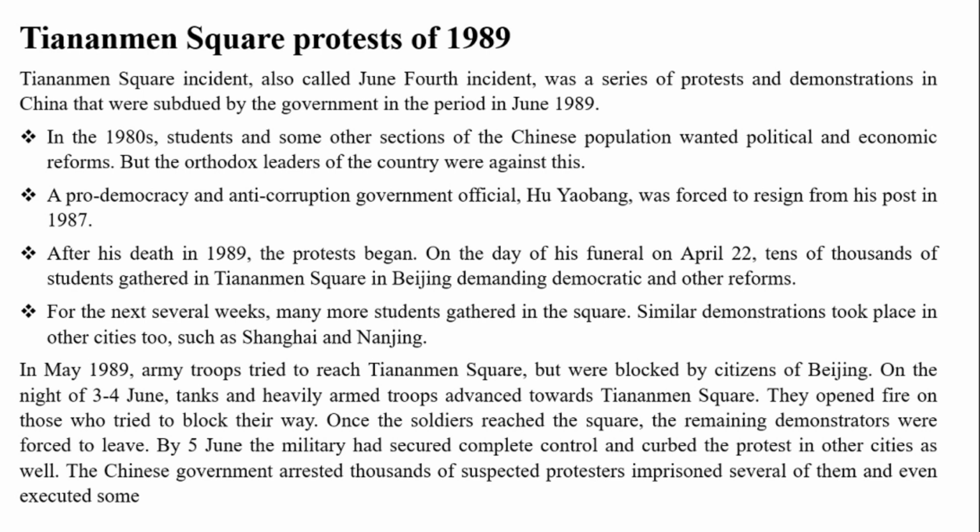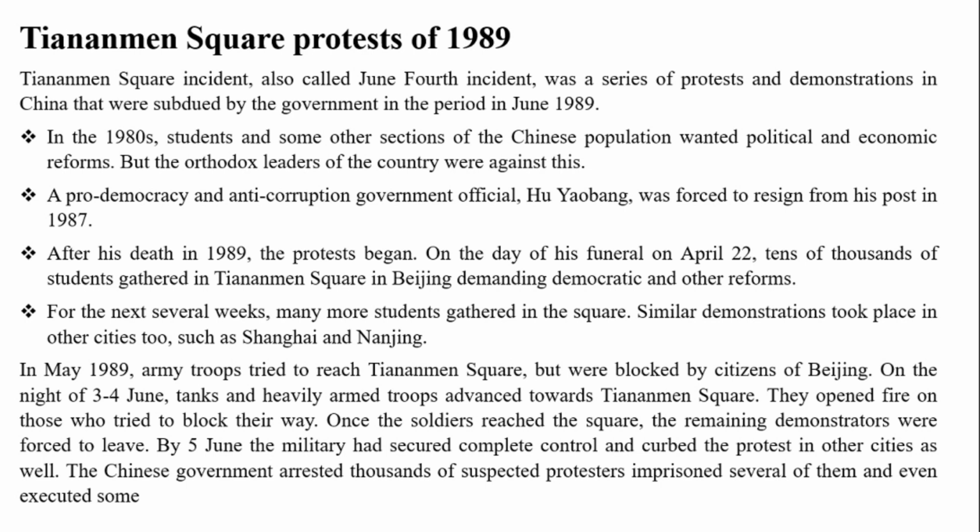This incident is also called the June 4th incident. It was a series of protests and demonstrations in China that were suppressed by the government in June 1989. In the 1980s, students and some other sections of the Chinese population wanted political and economic reforms, but the Orthodox leaders of the country were against this. They did not want the Chinese population to enjoy the political or economic reforms they wanted.